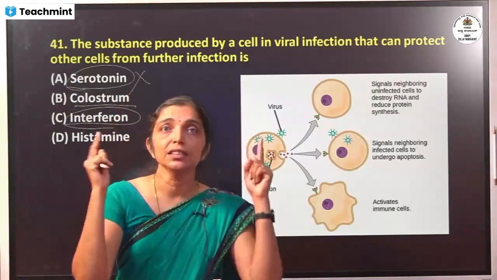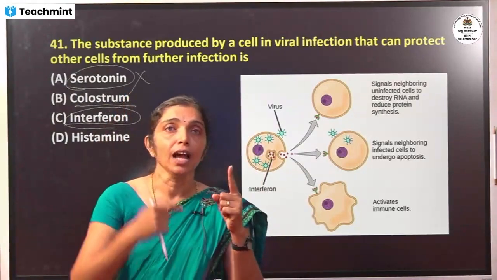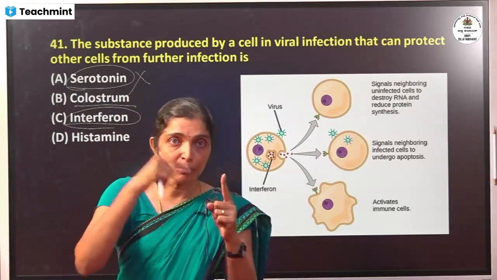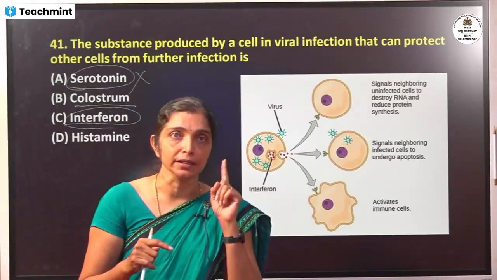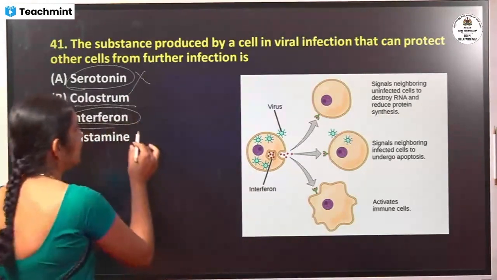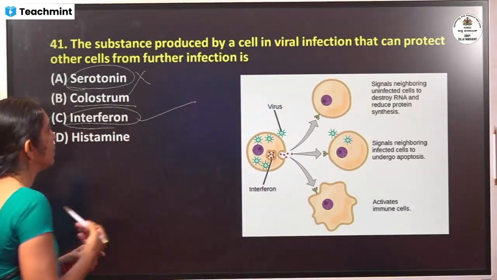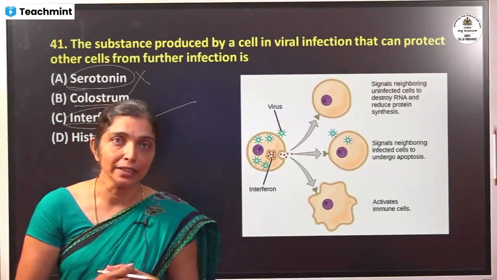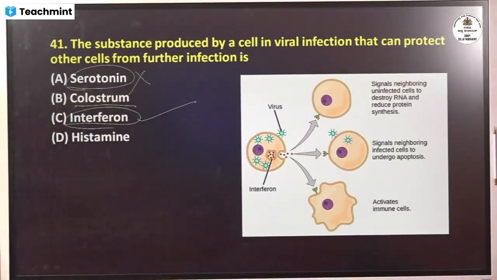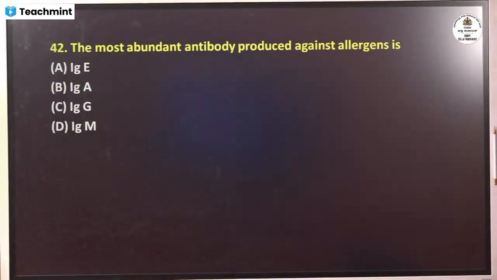It is alerting the other cell. See, I've been attacked by a virus, so you better be alert. That is what it acts as, a flagging. So interferon is the one, and histamine is actually produced in response to allergic reactions. The right option over here is C, interferon.